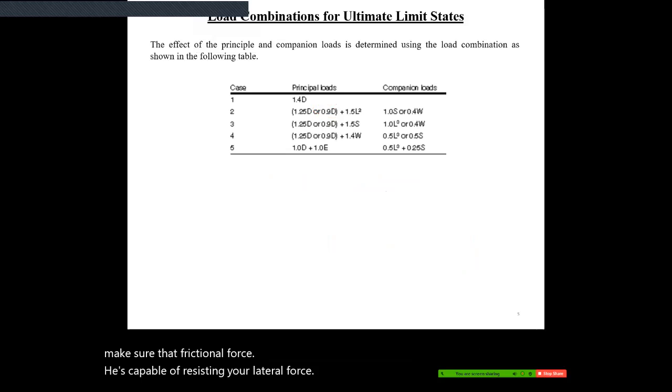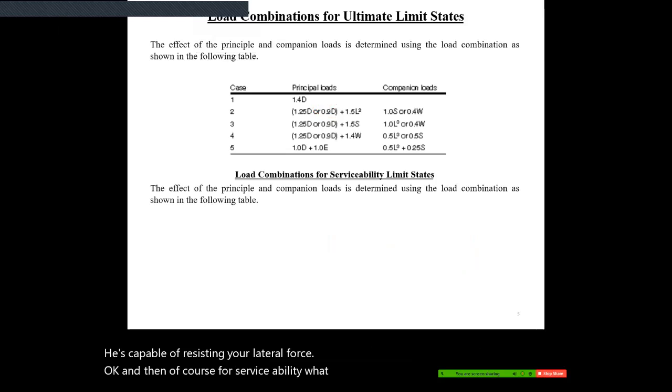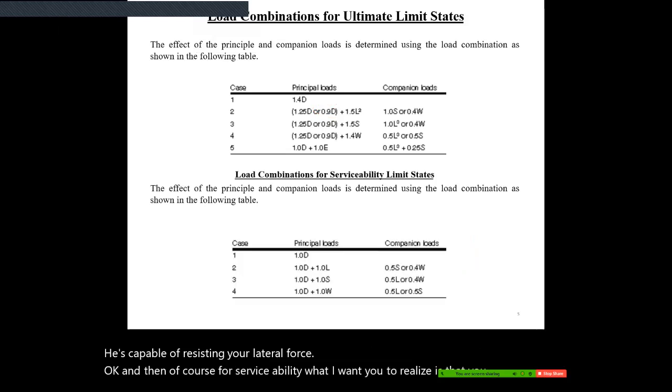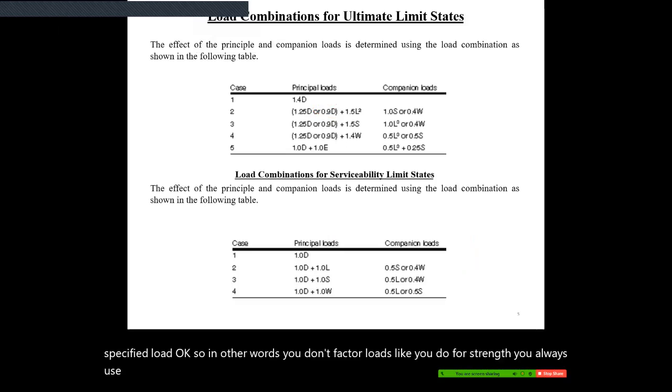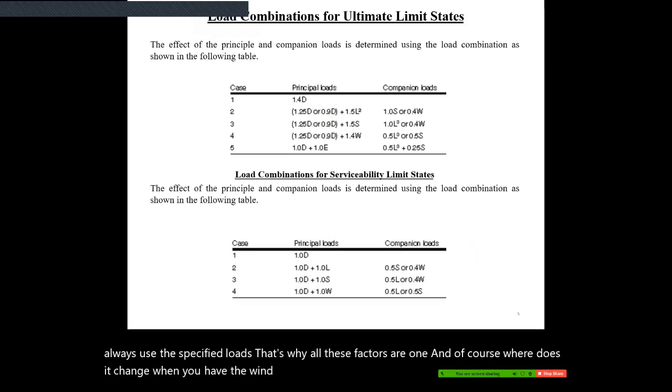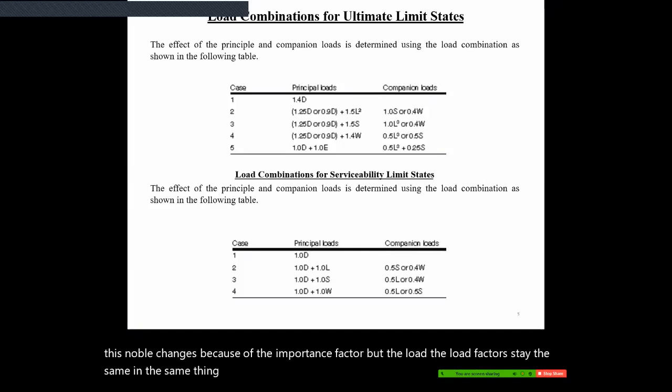Now, for serviceability, what I want you to realize is that you always use the specified load. In other words, you don't factor the loads like you do for strength. That's why all these factors are 1. And where does it change? Well, when you have the wind, remember the importance factor here is 0.9, and therefore the snow load changes because of the importance factor, but the load factor stays the same, and the same thing for wind. And this becomes 0.75, but this stays the same, and that's where these change.